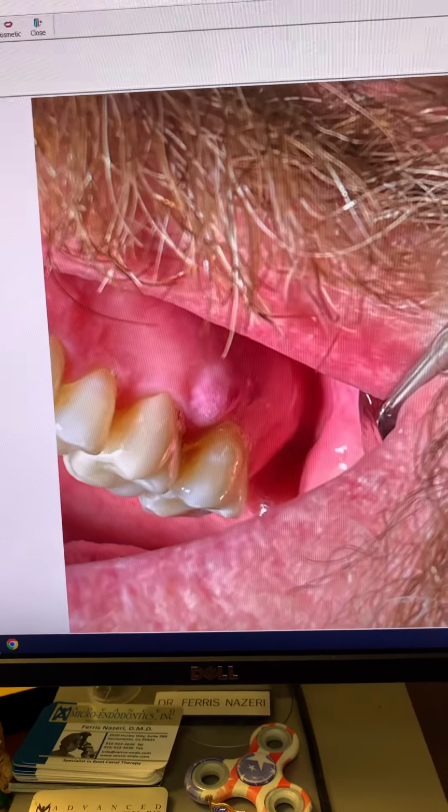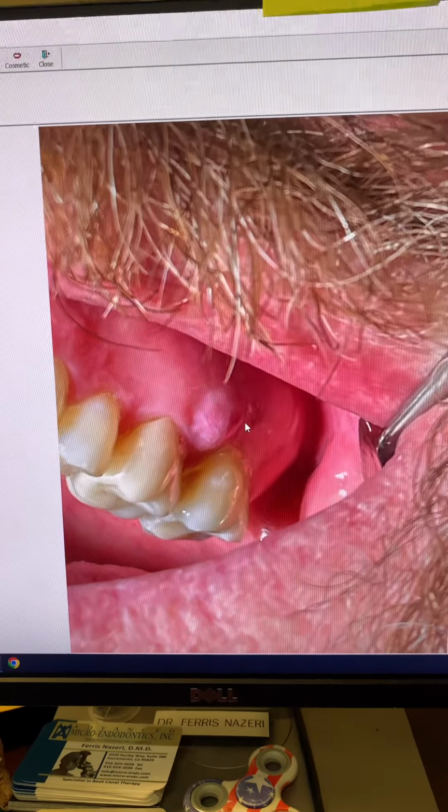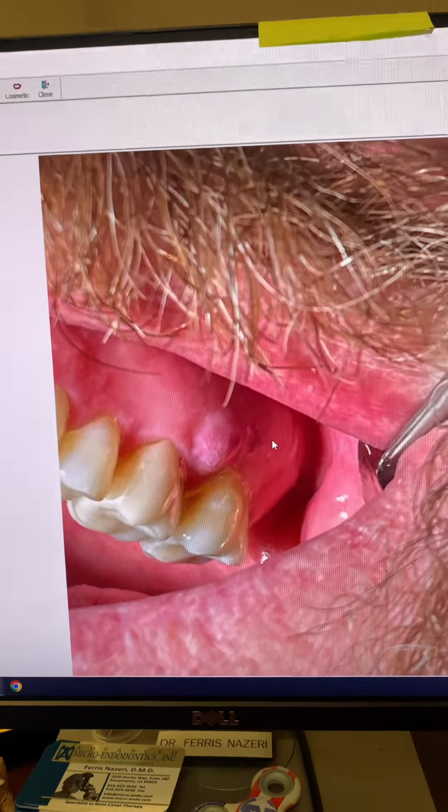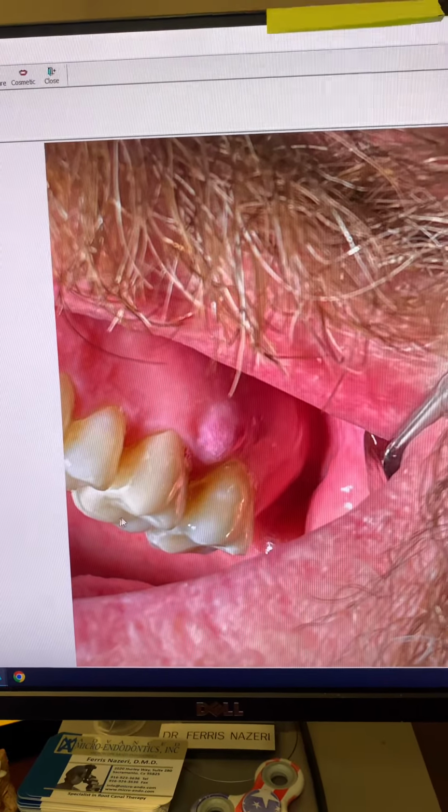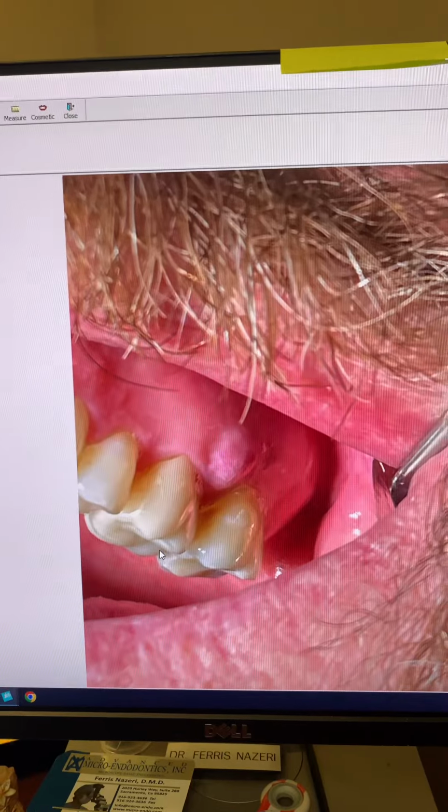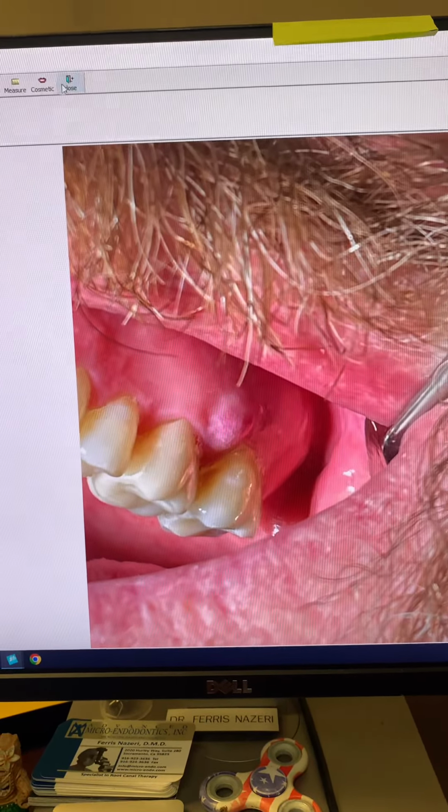So we discussed options with the patient. Patient wanted to try to see if the tooth could be saved. And that's what we did. Went through the porcelain crown and did the root canal in one appointment. Take a look.